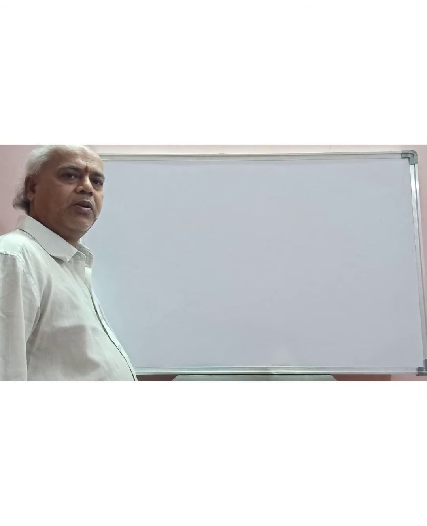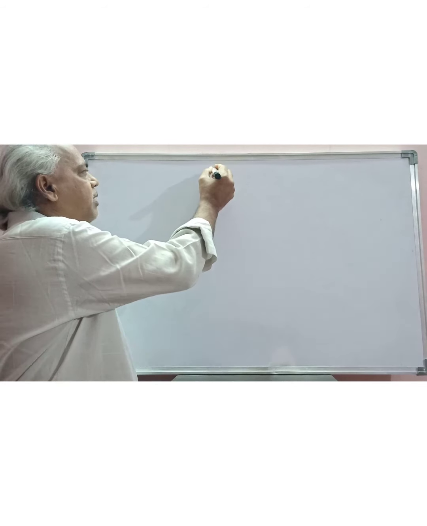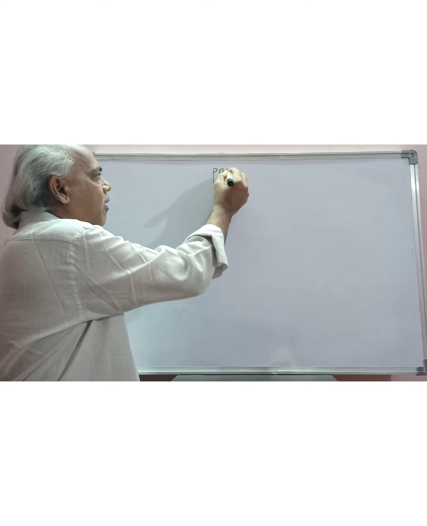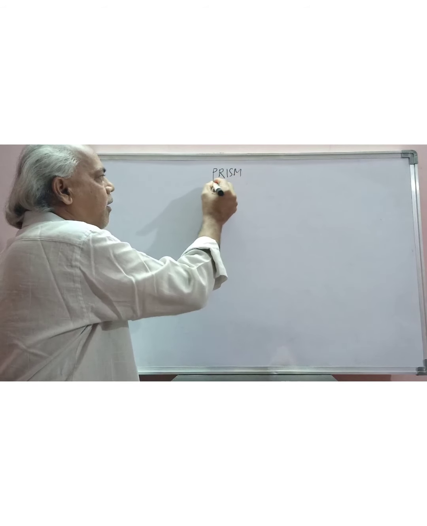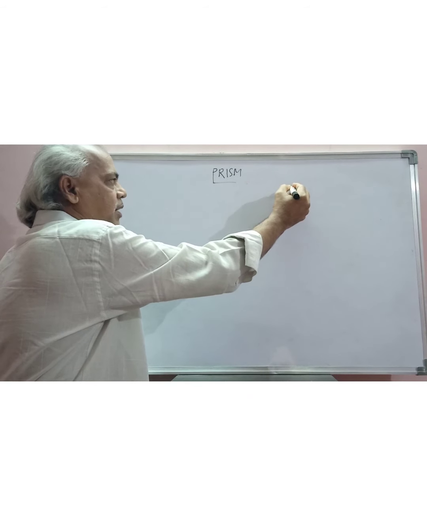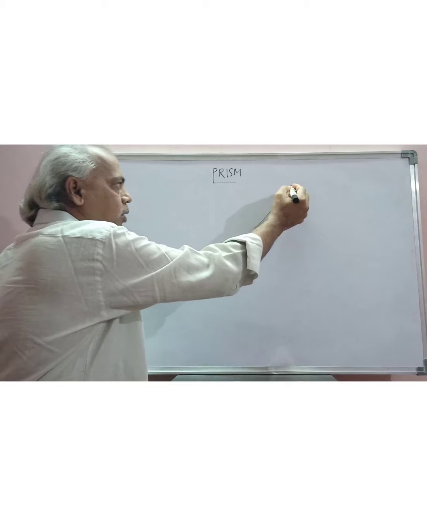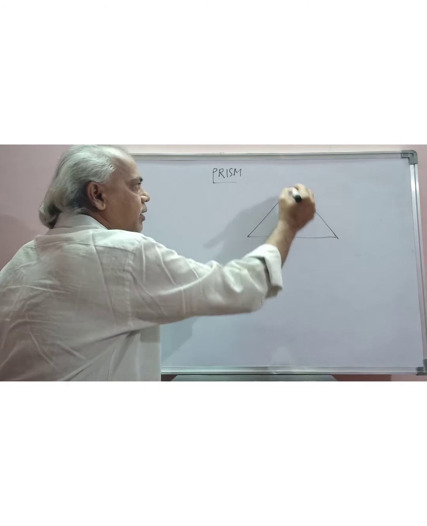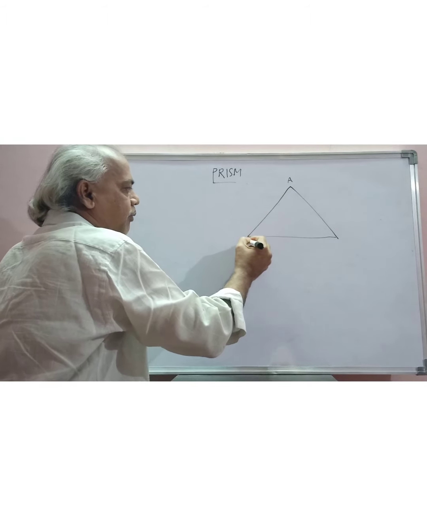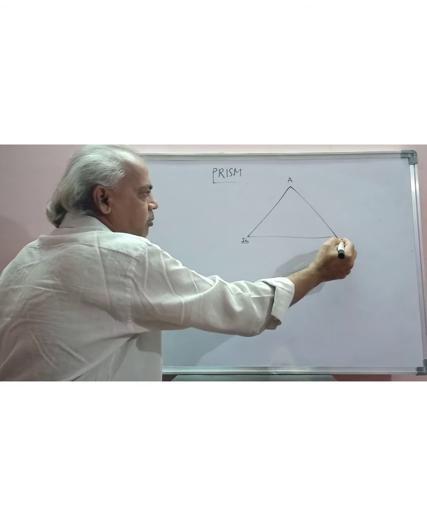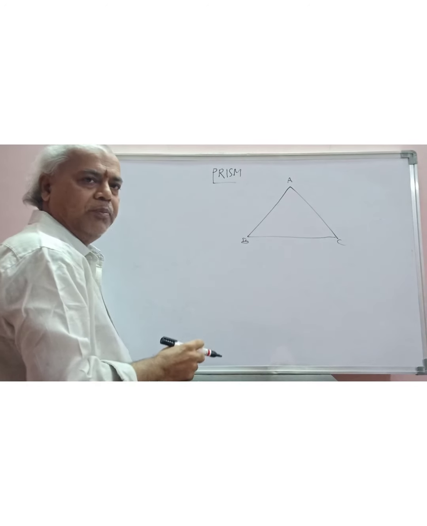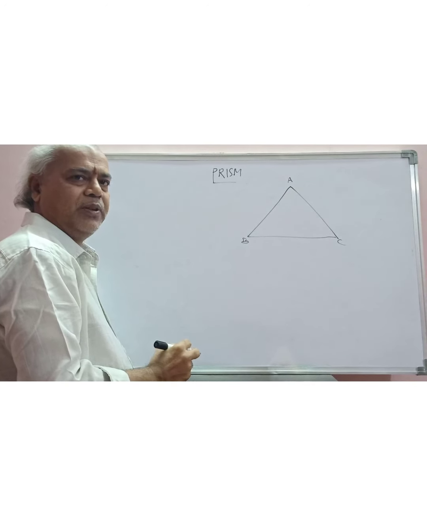Dear students, now we are discussing about prism. Prism is a transparent material bounded between two inclined refracting surfaces. AB is one refracting surface and AC is another refracting surface, and BC is the base of the prism.